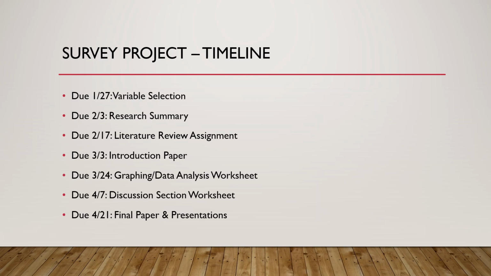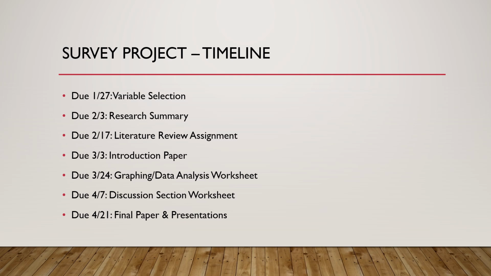So to review the survey project timeline, you have already done one of these. That is the variable selection that is due, or maybe you've already done it. It's due Monday night at 11:59 p.m. It's the first lab assignment. If you haven't done it, make sure to go on and do it now. We also are going to be talking today about the research summary, which is due on the 3rd of February, and the literature review assignment, which is due 2 weeks after that on the 17th.